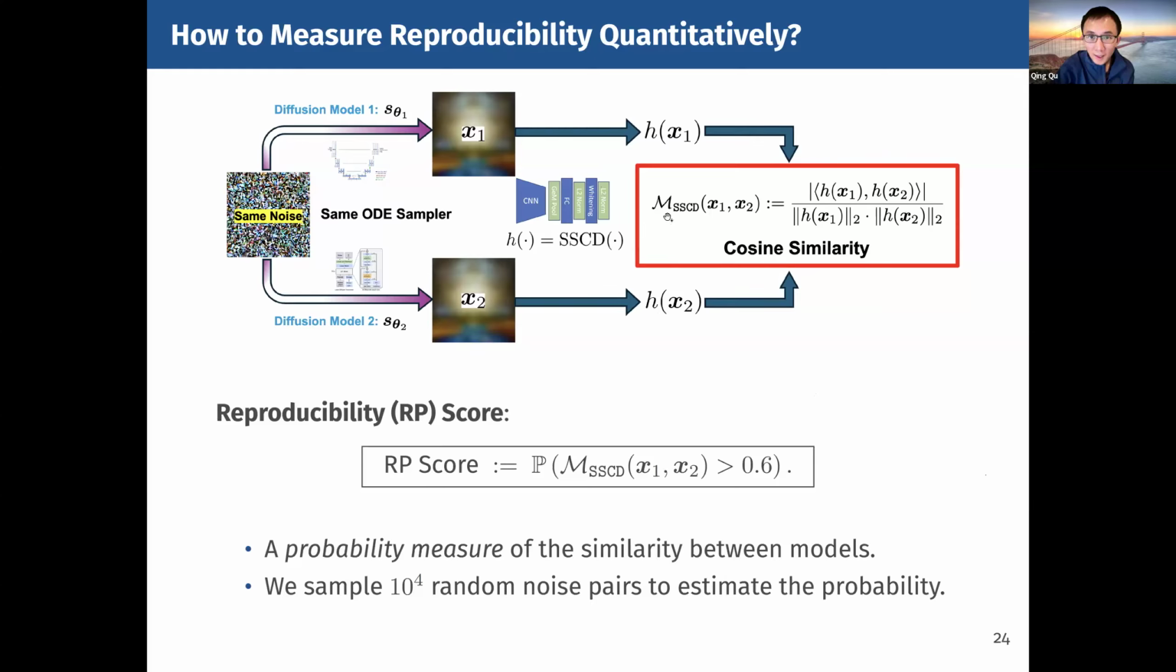However, this metric, the self-supervised copy detector (SSCD), only measures instance-level, sample-level similarity. What we want to do is measure the similarity between two models. To do this, we introduce a probability measure. We draw many noise samples to approximate the probability that the similarity of the generated samples is larger than a certain threshold. You can imagine that if this probability is closer to one, then the two models are reproducing each other, so they have high reproducibility. When p is closer to zero, there is minimal reproducibility. In practice, we approximate this probability by drawing many random noises and taking an average.